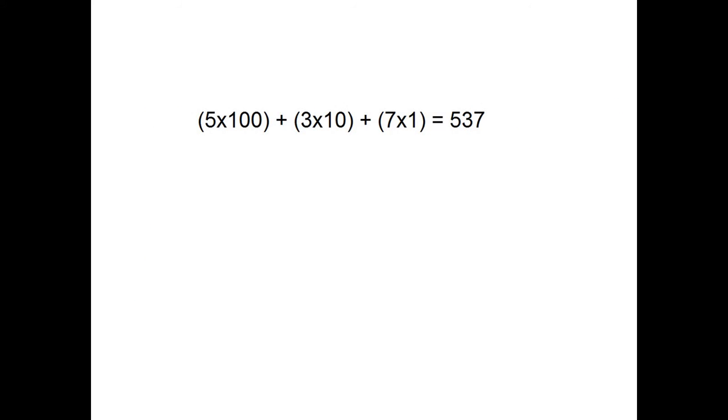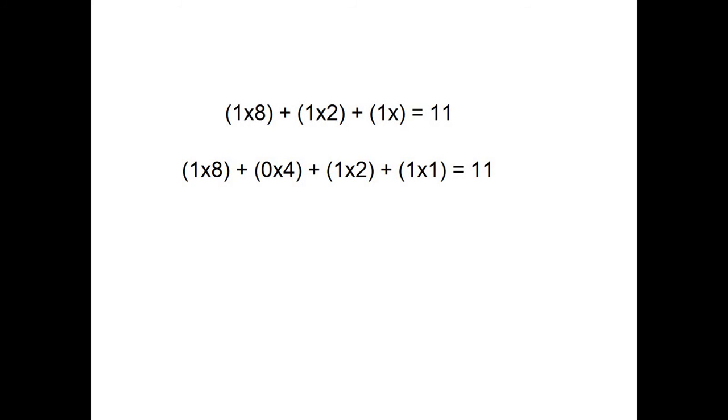This is really no different than what we do in decimal math. Like we said earlier, 537 is really just the components of 5 times 100 plus 3 times 10 plus 7 times 1. In binary, we would have 1 times 8 plus 1 times 2 plus 1 times 1 equals 11.